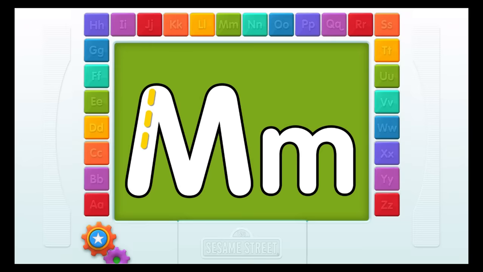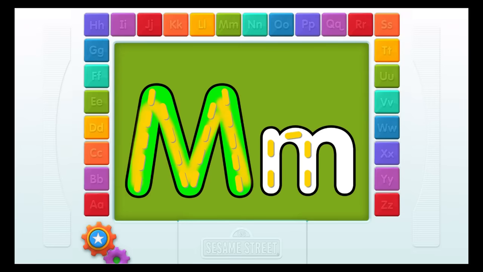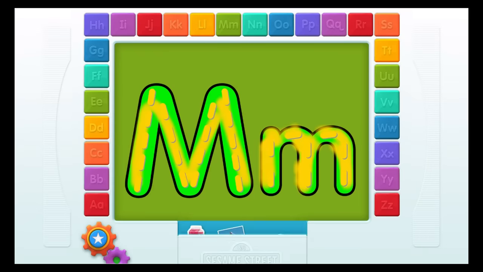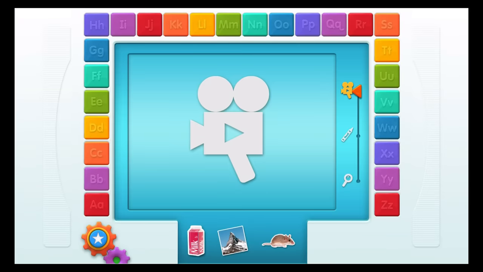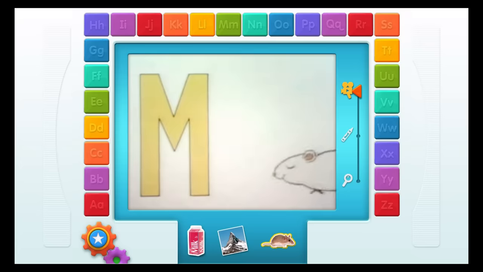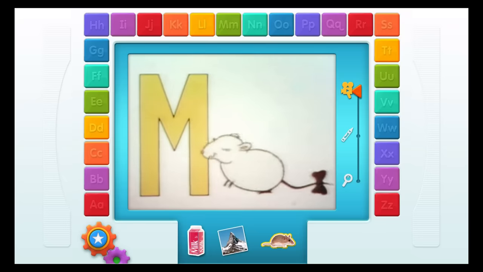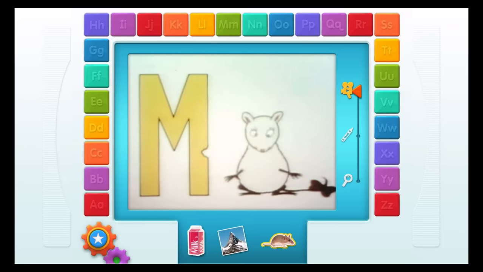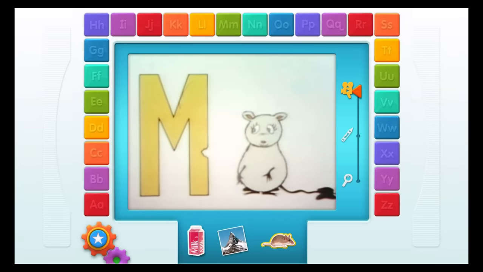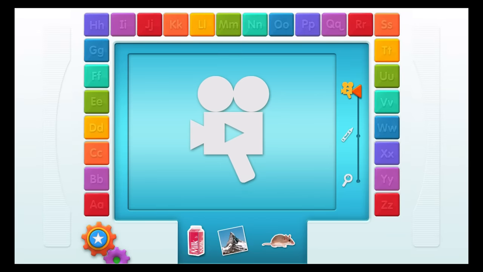M. Elmo loves this letter. Draw the letters with your finger. You drew a letter. Now, make the lowercase letter. M. Yay! Video. Touch something in the blue tray. M. Mouse. M. Mouse. Touch something else. M. Mountain.